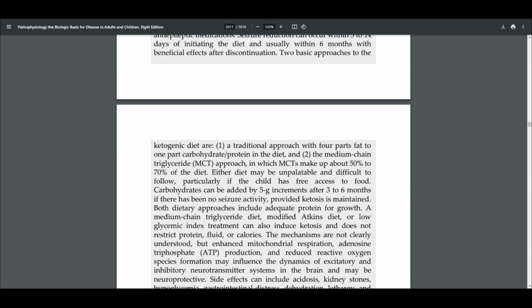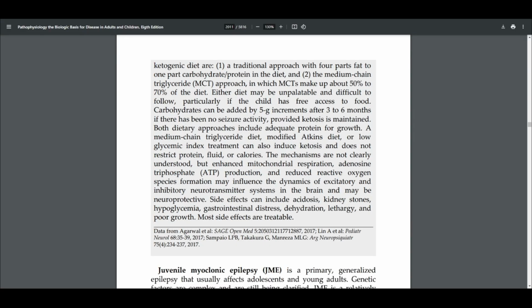Again, feel free to pause if I'm going too quickly through this section.